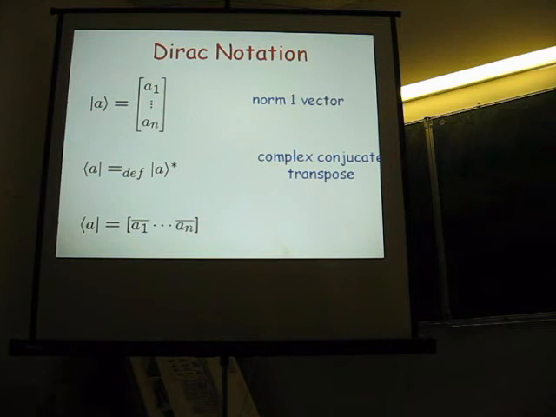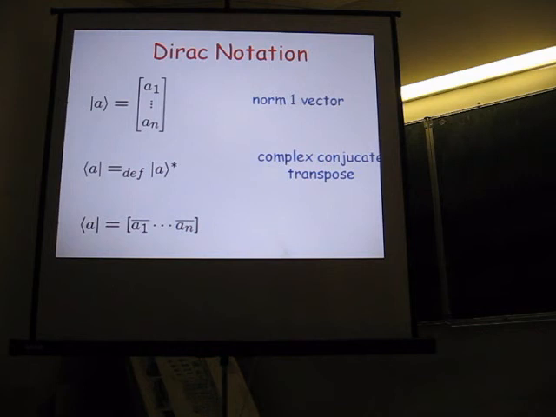And when you see something like this, the reverse of this, that is just by definition the complex conjugate transpose of this vector. So if this is a column, then this is a row where all the entries have been complex conjugated.